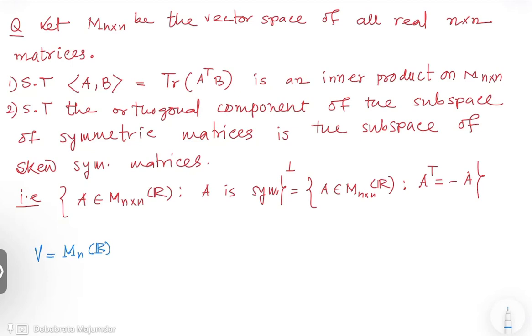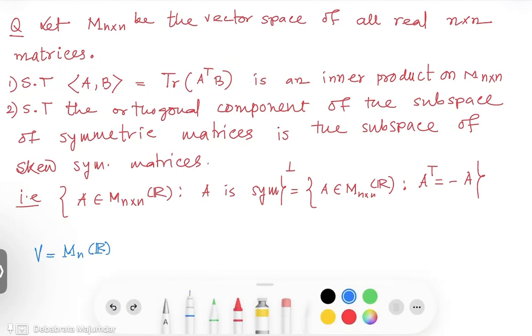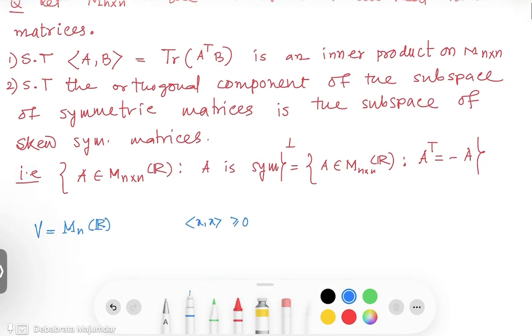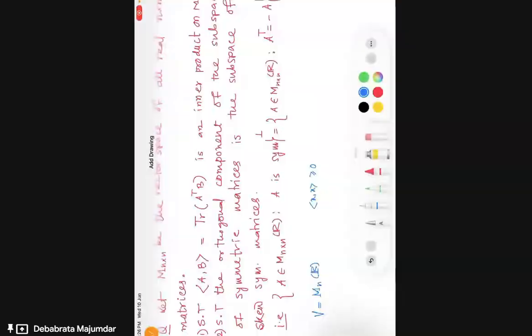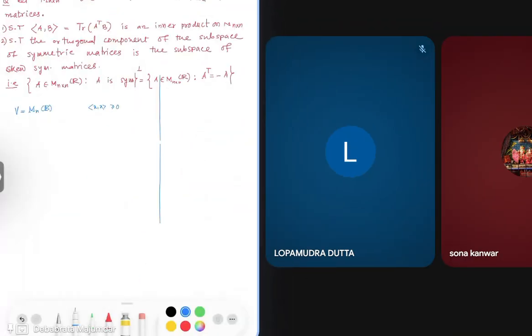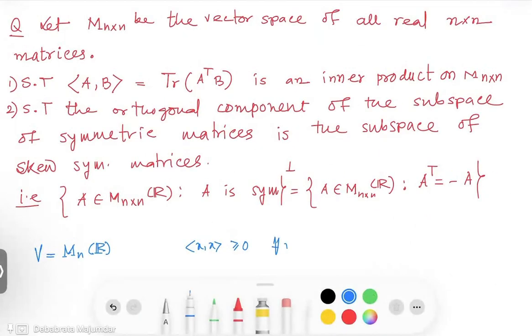Now, for the first question, they just want to know whether this is an inner product or not. To see this, we just have to show all four properties. What are the properties? This is the first property. This is true for all x belonging to the vector space.